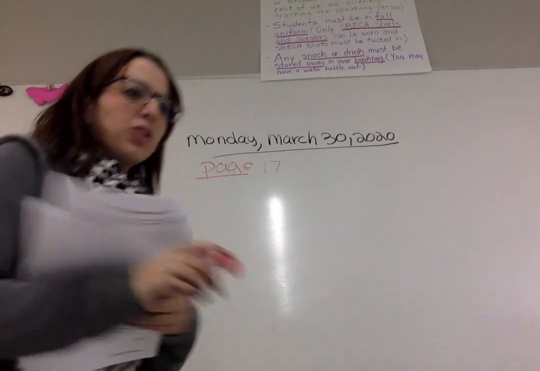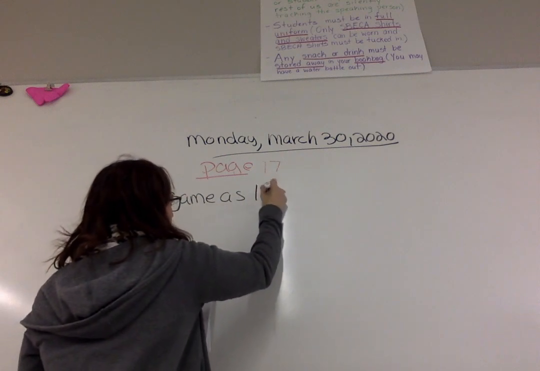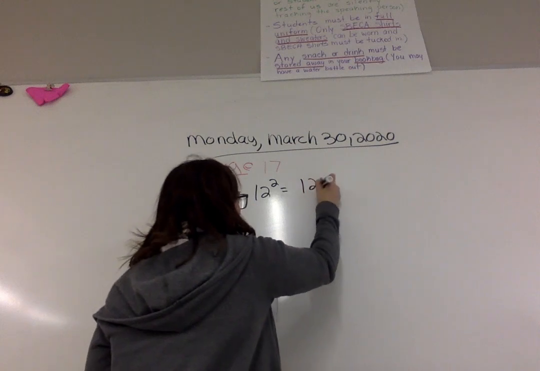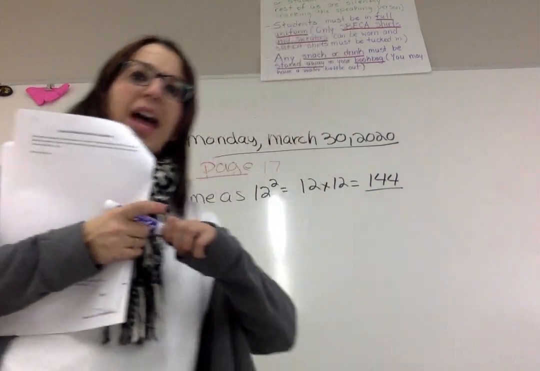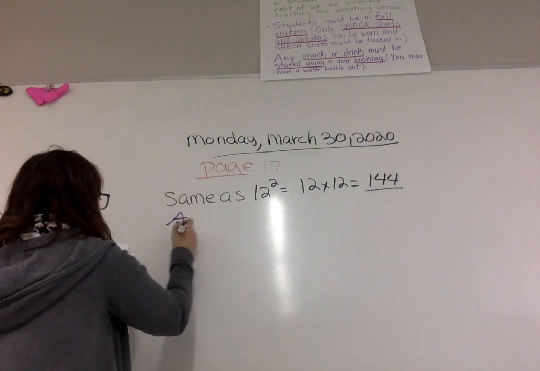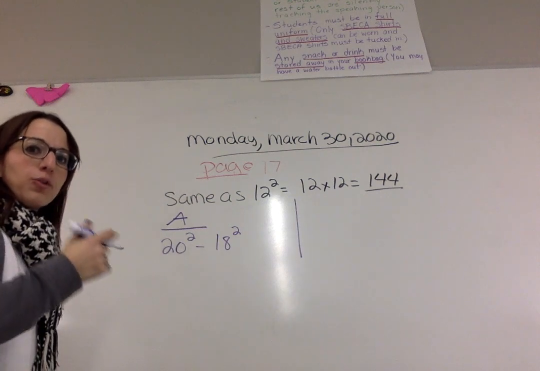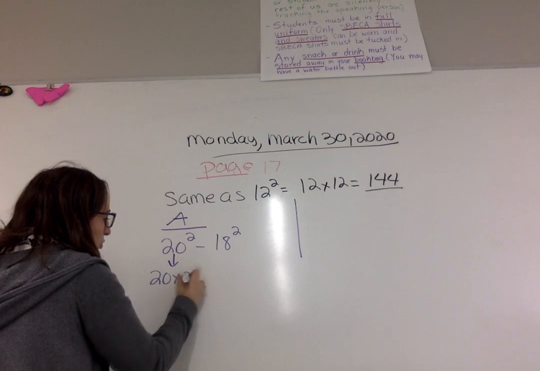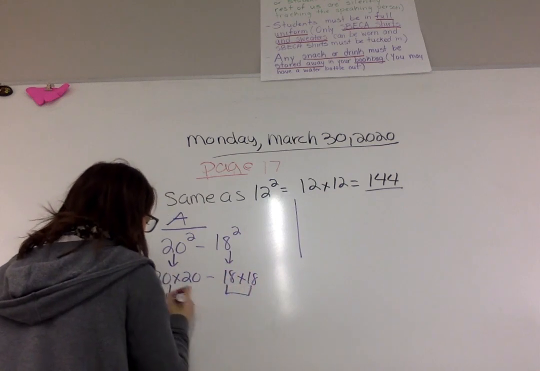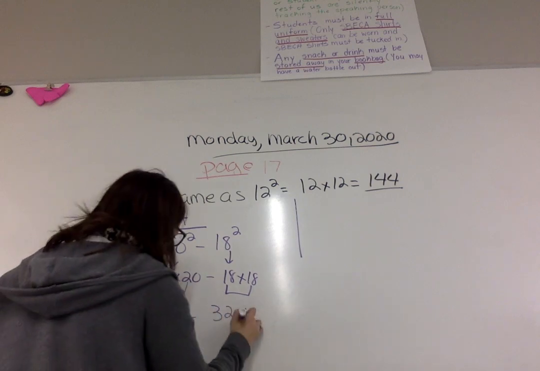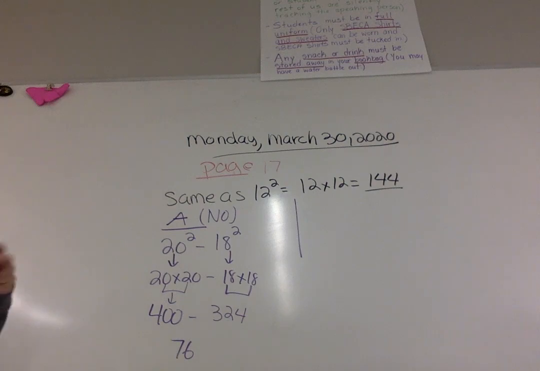Page 17 gives you 3 expressions, and you need to figure out what 12 to the second power is equal to first. So same as 12 squared. We know that 12 squared is 12 times 12, which is equal to 144. So we are looking for an expression or expressions that are equivalent to 144. So let's look at expression A. Expression A reads: 20 squared minus 18 squared. So first off, 20 squared, I have to expand that out, which is 20 times 20, which is the same as 400. Minus 18 times 18, which is equal to 324. When I subtract, I get 76. So expression A is no, because it's not the same as 144, which is 12 squared.